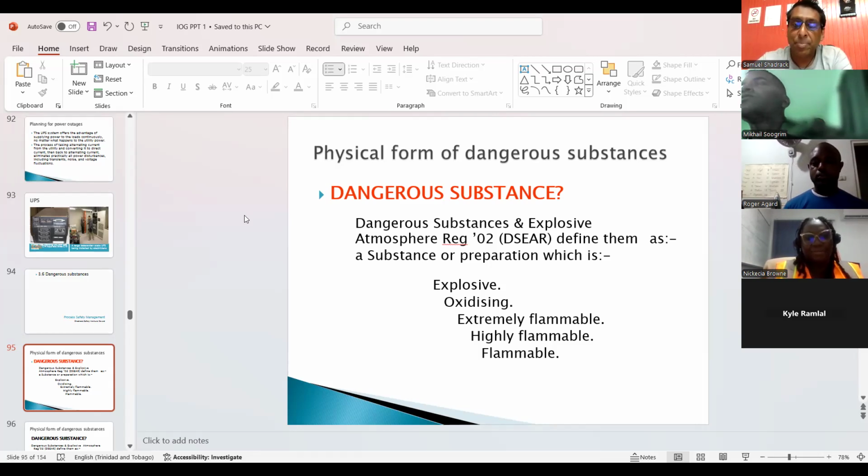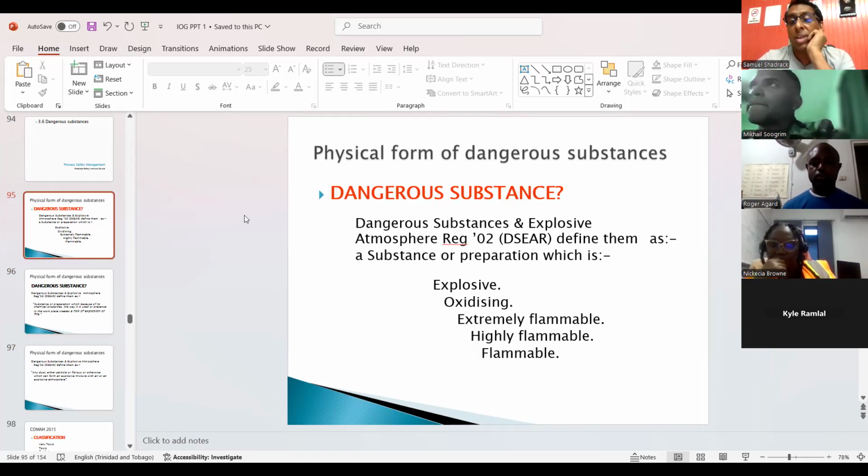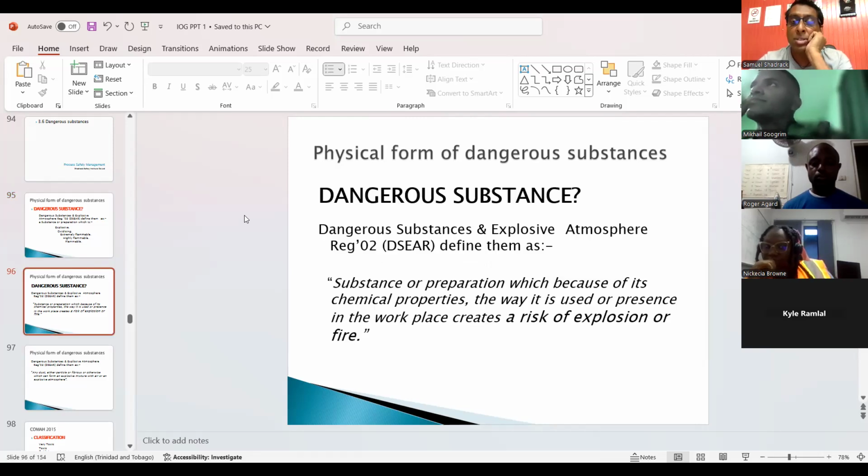I was saying you may need to learn these definitions, right? So what is a dangerous substance? Probably not this one, because this is still saying what is a dangerous substance. I was talking about these here now. What is a flammable substance? What is an oxidizer? But for now, the law is still saying what a dangerous substance is.